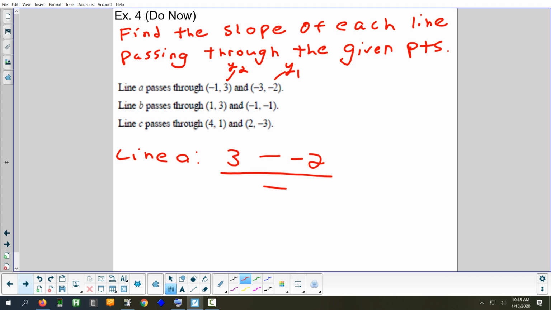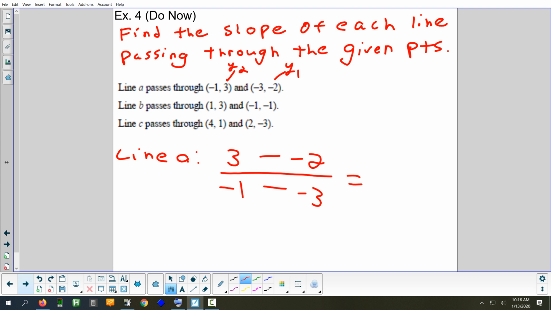Now, we have to set the x's up in the same order in the bottom. Set them up exactly the same way. What's going to be x2? -1. Yep, -1. And what's going to be x1? -3. So we'll do that out and see what we get for a slope.